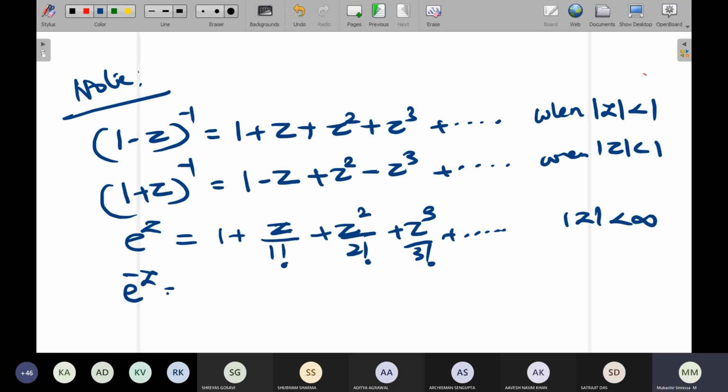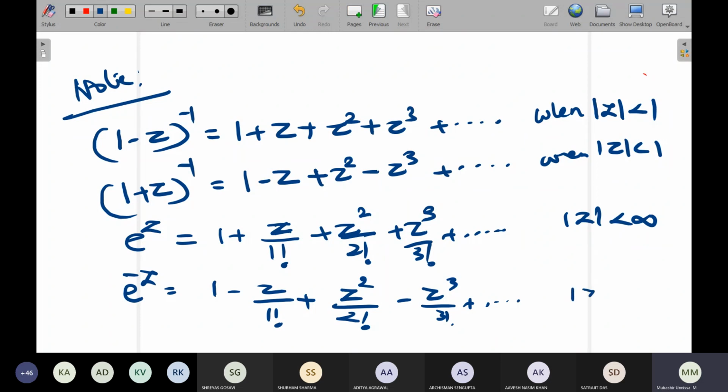And similarly, e power minus z, you will have alternate plus and minus sign. All this I'm telling you before itself because we are going to use all these things. 1 minus z by 1 factorial plus z square by 2 factorial minus z cube by 3 factorial and so on. Even this series is valid when mod z is less than infinity.